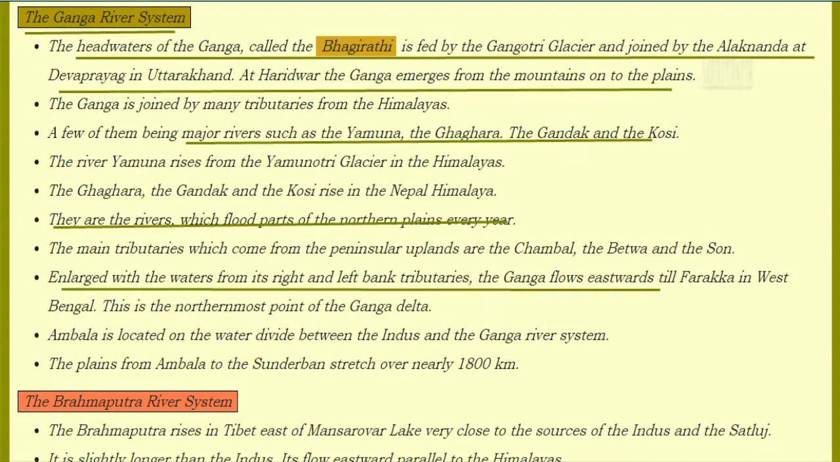Ganga flows eastwards till Farakka in West Bengal, and this is the northernmost point of the Ganga delta. Ambala is located on the water divide between the Indus and the Ganga river system. Plains from Ambala to the Sundarbans, they stretch over nearly 1800 kilometers.